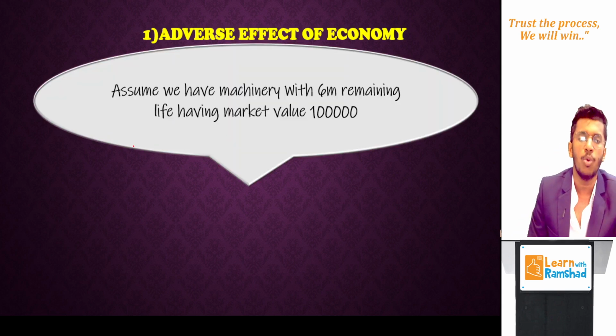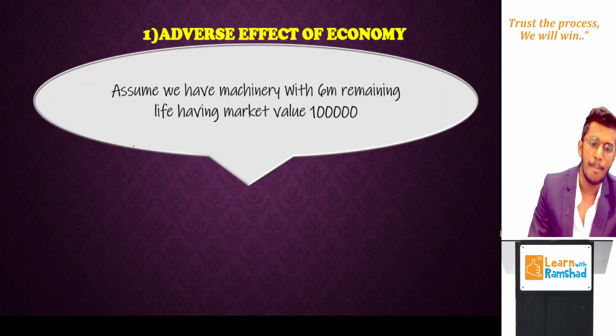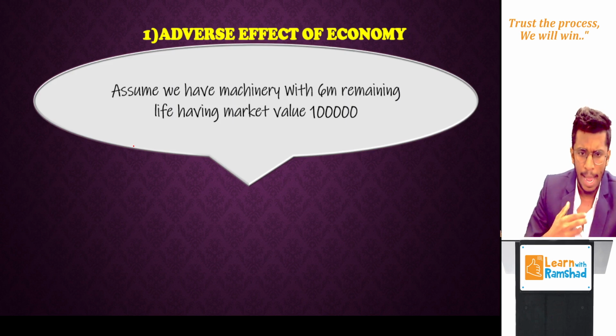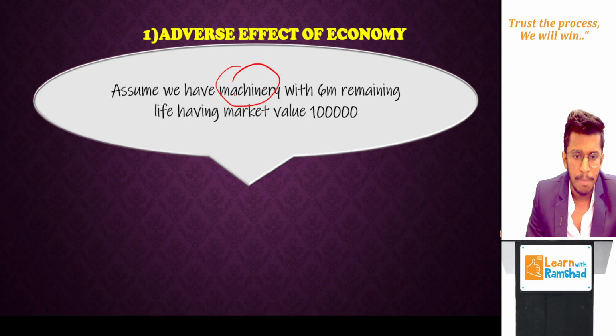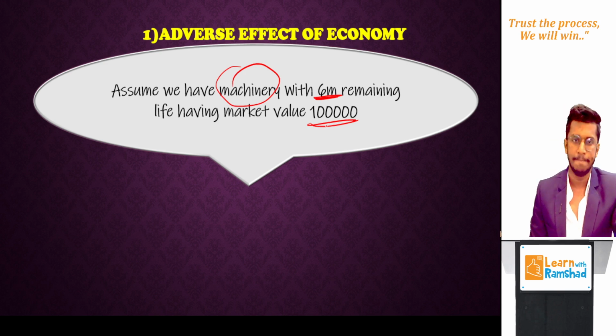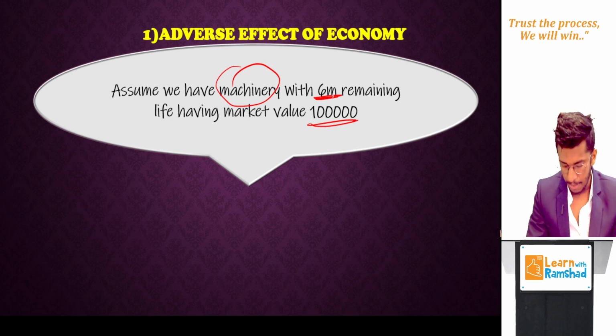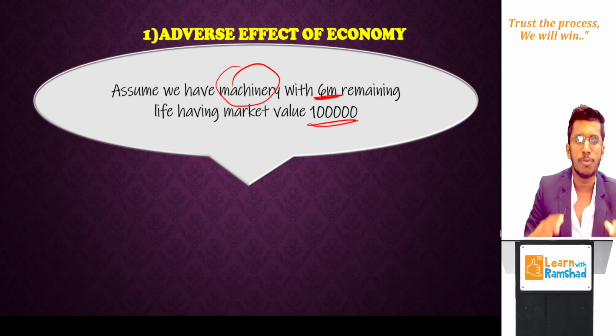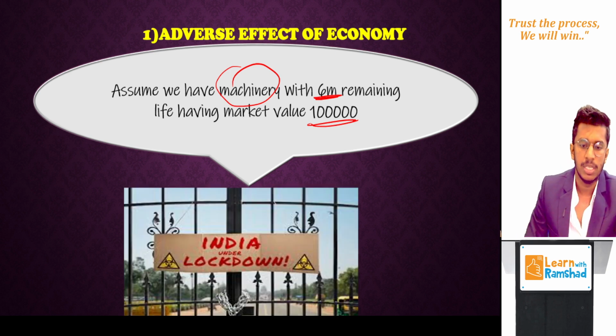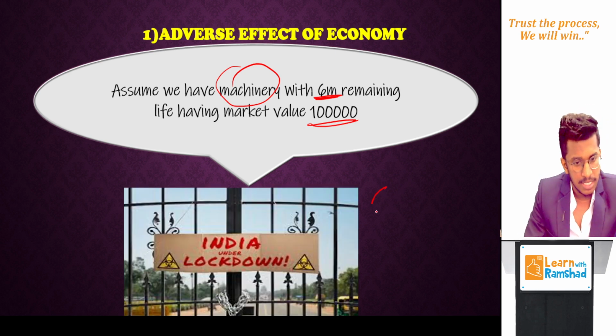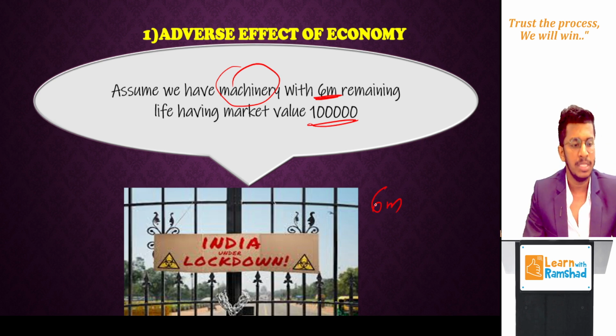The third reason is adverse effect of economy, right? Remember, you have a machinery which has a remaining life of 6 months and currently it has a market value of 1 lakh. That's the current status of your machinery. But there is news spreading in our nation that from the next day onwards, India is going to lock down for the next 6 months. Just assume. Ready? That means for the next 6 months, no operation can be done. That means this machinery cannot be used for the next 6 months.